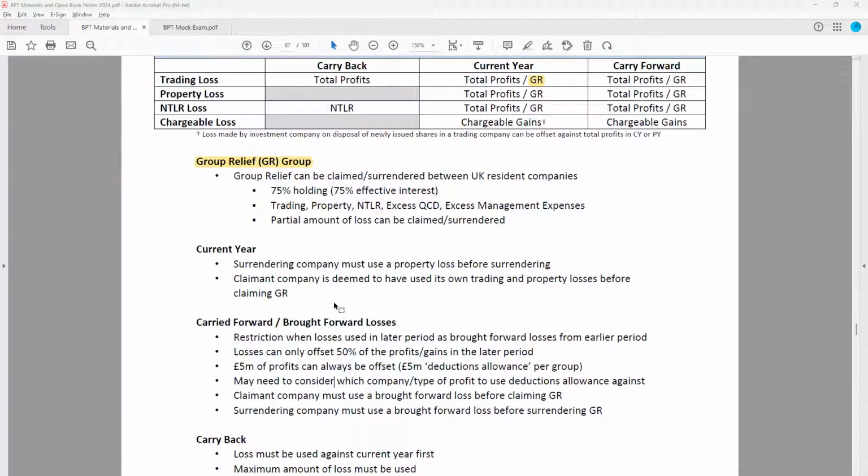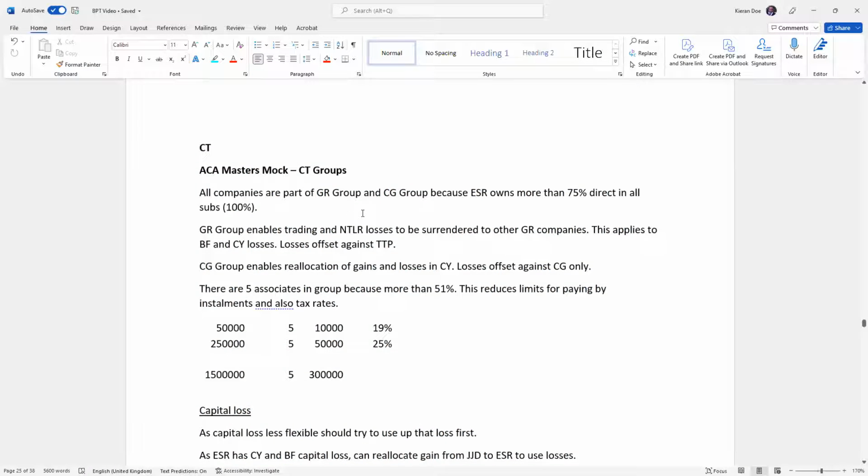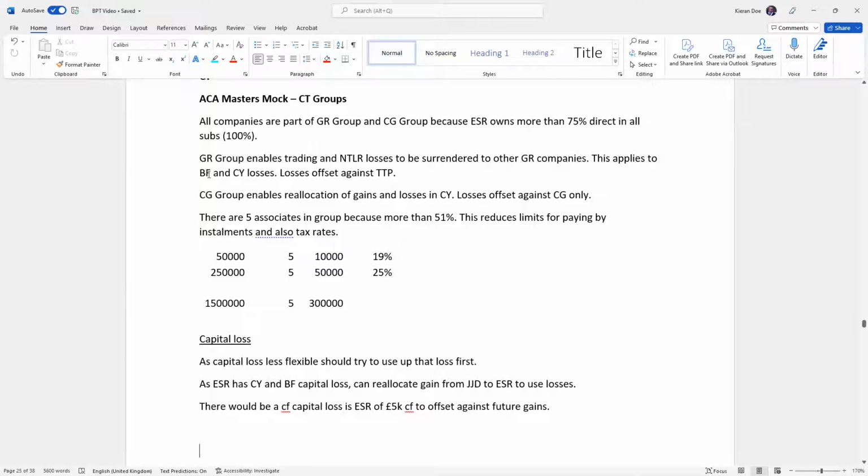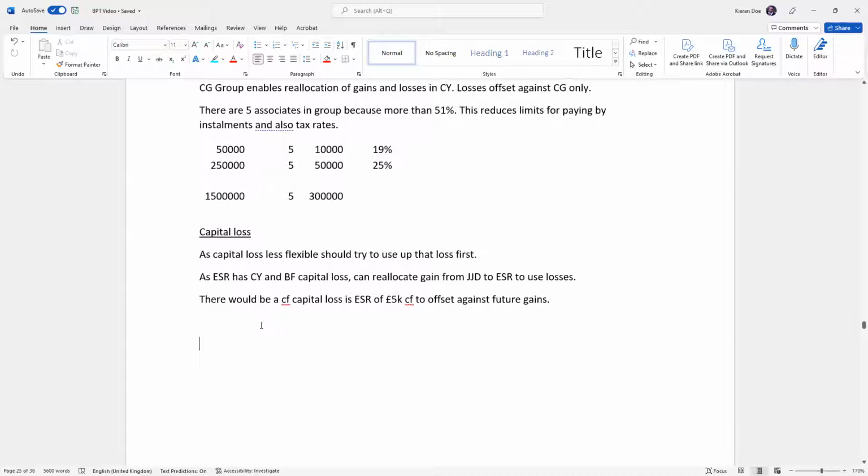So we'll be able to surrender those brought forward losses. As we kind of explained here, as part of a group relief group, you can surrender brought forward losses as well. So you could put brought forward losses, and you could just put trading and NTLR. So we've got the brought forward losses here for the trade and NTLR. We could briefly mention the rule that you've considered it.